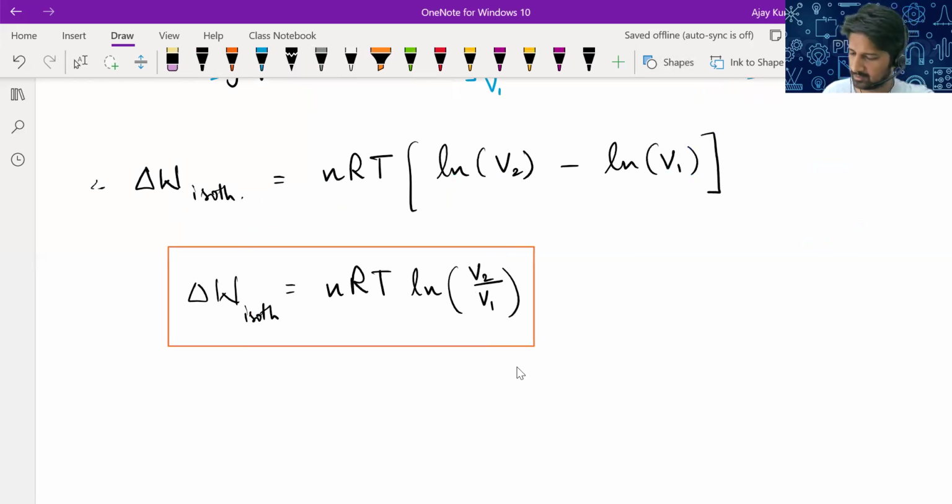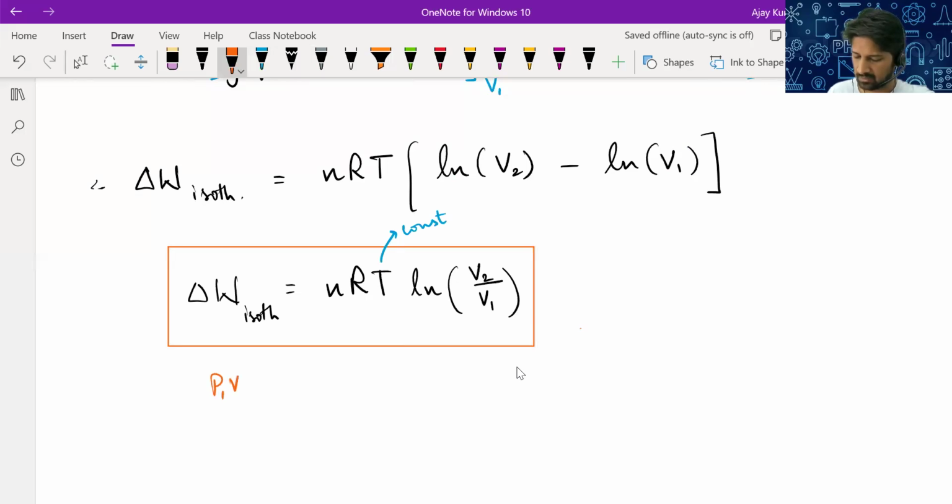So if you know the temperature at which the process is carried out, temperature is constant anyway in an isothermal process, and from which volume to which volume the gas has expanded or compressed, you need to know the ratio of final to initial volume, then you can tell the work done. And in an isothermal process, PV is equal to constant, right?